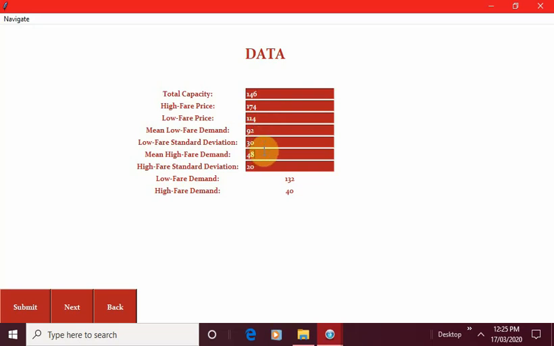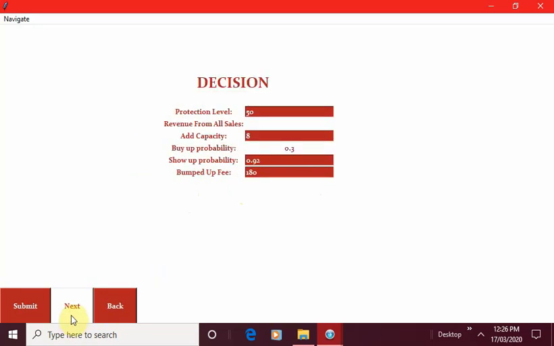Here we'll put 80 as the mean high fare demand, and 25 as the standard deviation for the high fare. And then we click on the submit button. The low fare demand and high fare demand will change. So the low fare demand is 80, high fare demand is 70, the total capacity is 146. Here the low fare demand is on the lower side. So basically looking at it, we do not go for the virtual capacity. Let's click on the next button.